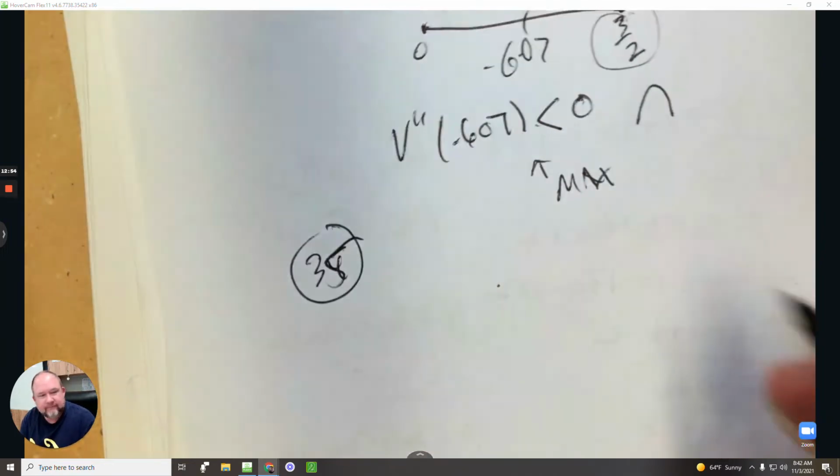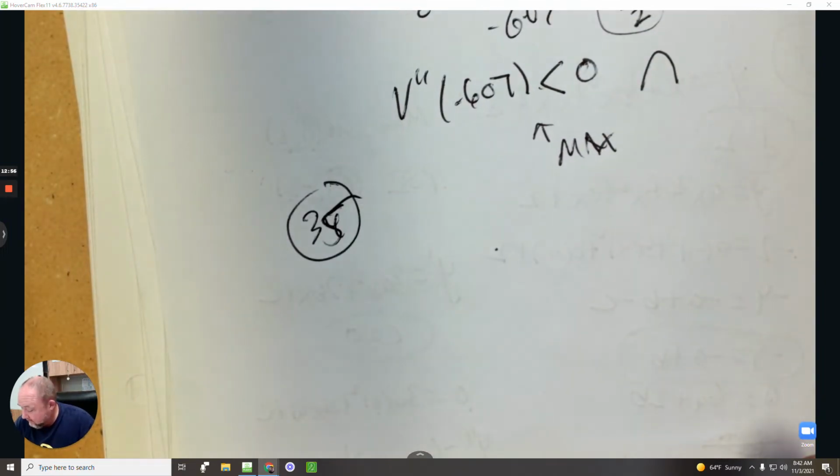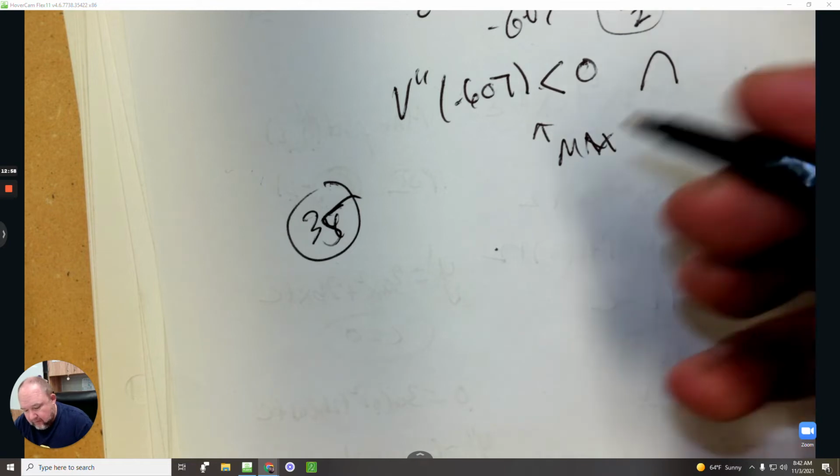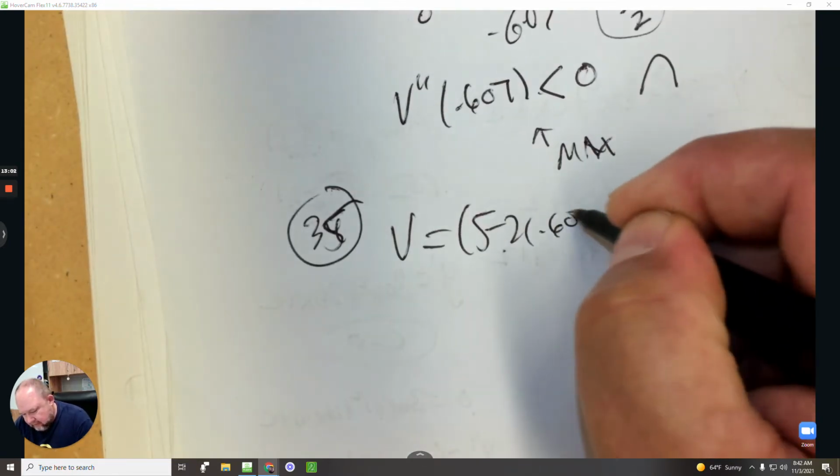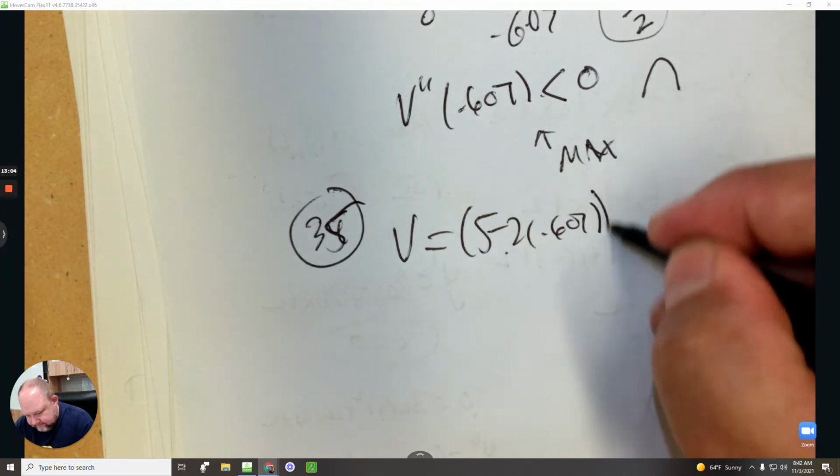35. Find the volume of the box. So we just found the x value. So just plug in 0.607.